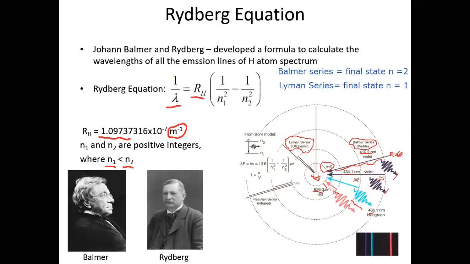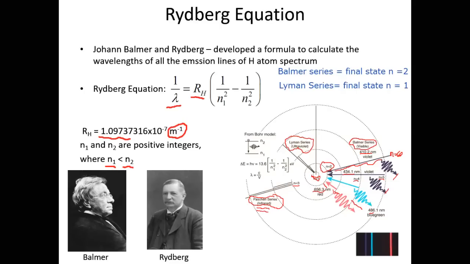And then lastly, when all the transitions end at n equal 3, it's referred to as the Paschen series. And these are the three main series for the hydrogen atom electronic transitions. So again, the greater the difference in the energy levels, the shorter the wavelength. And since this is n equal 3, you see this is the infrared region. So again, the infrared region is the longest series of wavelengths in these three series.